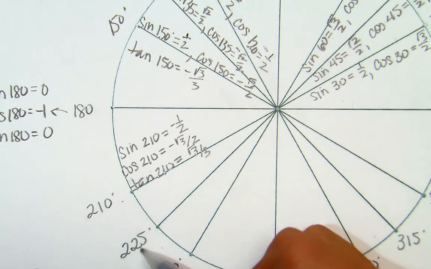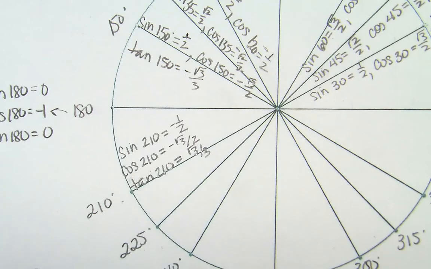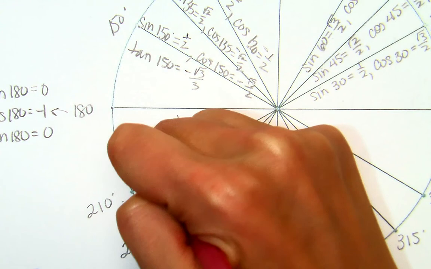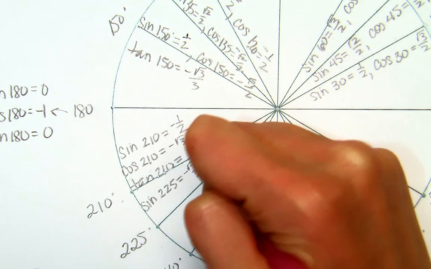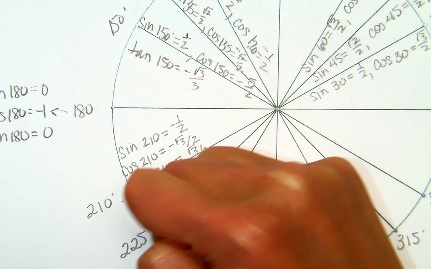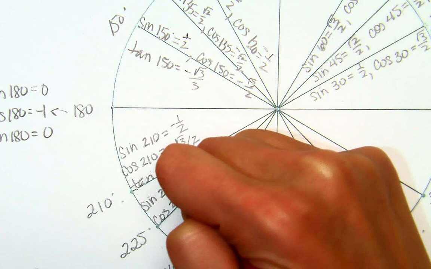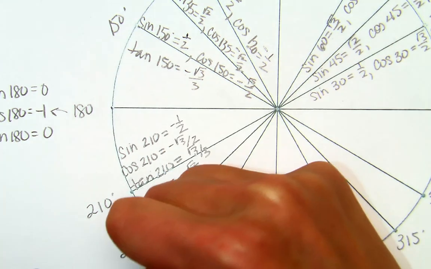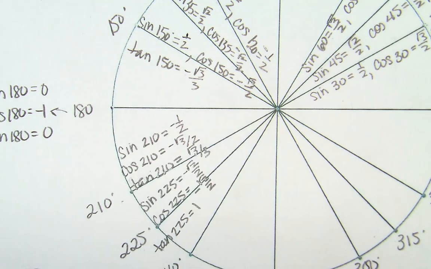Moving around to 225 matches with 135, which matched with 45. So sine of 225 is going to be a negative square root of 2 over 2. Cosine of 225 is going to be a negative square root of 2 over 2. And tangent of 225 is going to be a positive 1.